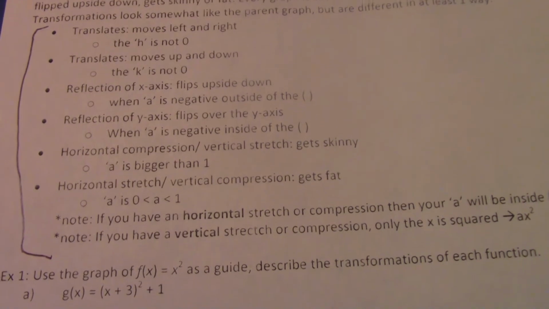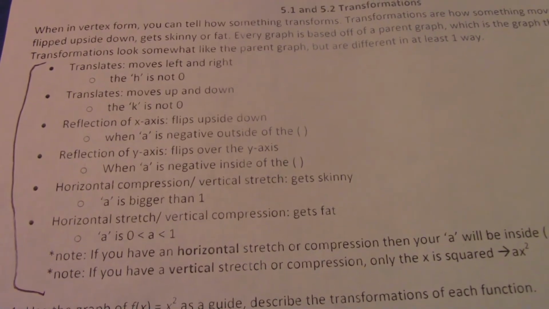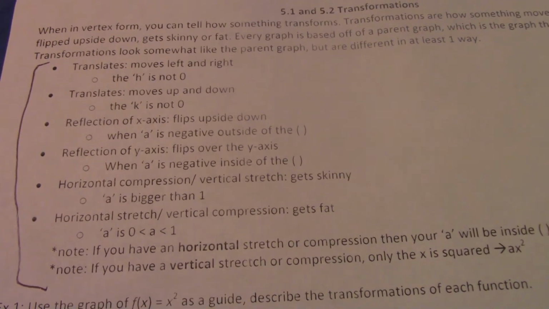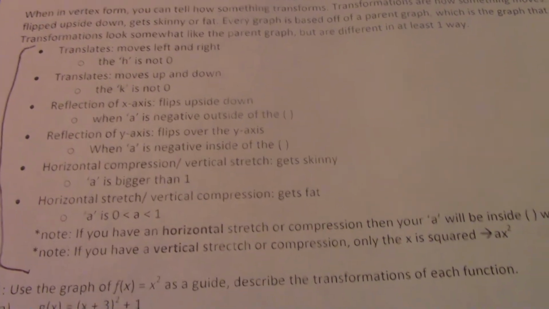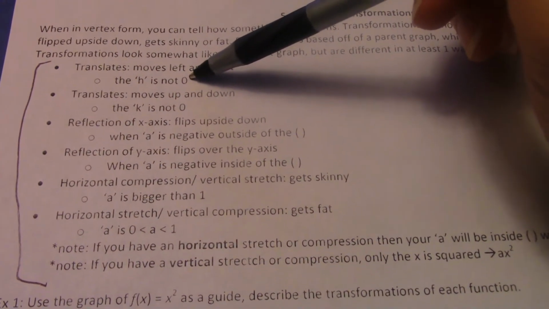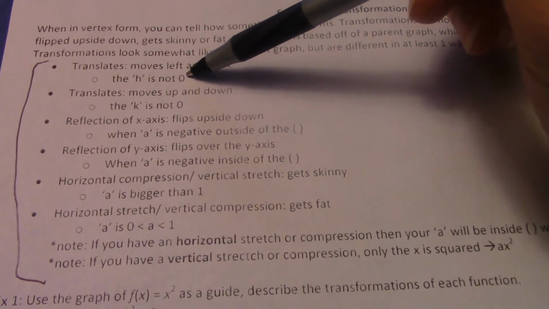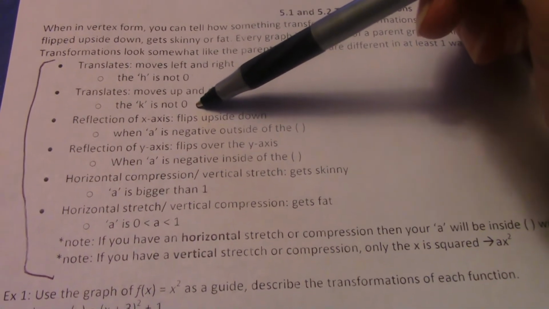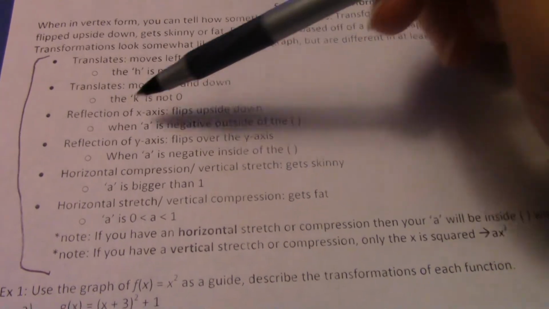Okay, so a translation moves left and right or moves up and down. If it moves left and right, the h is not 0. So your h is going to be a number other than 0. If it's up and down, your k is not 0. You've got two types of reflection.